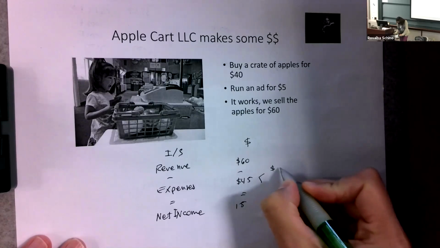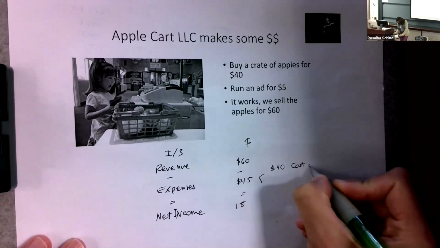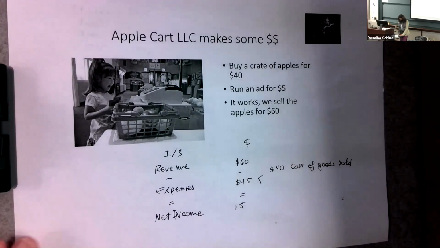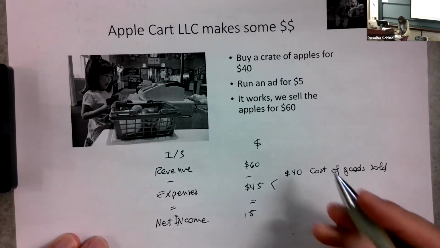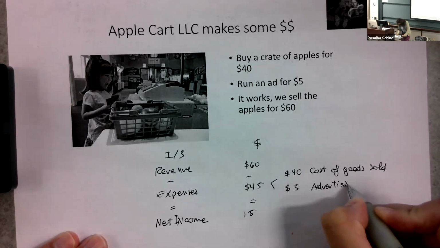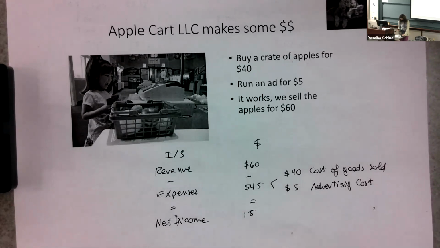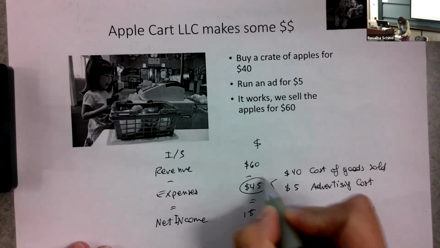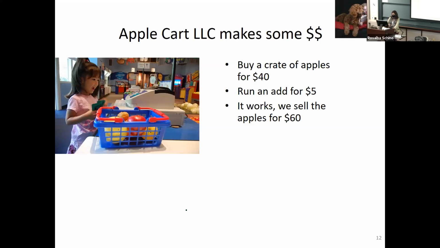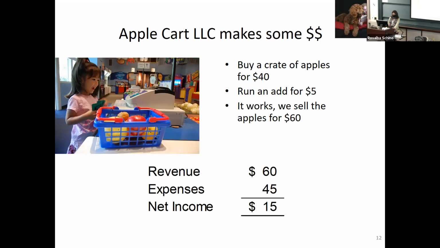The 45 is 40, my cost of goods sold, which we'll talk extensively about, and $5 is my advertising cost. All right? Notice I have both of them consolidated over here. And we'll see in a moment that that could be problematic, because I pretty much don't have a sense of what is driving the profit in terms of costs. So yes, that's my net income.